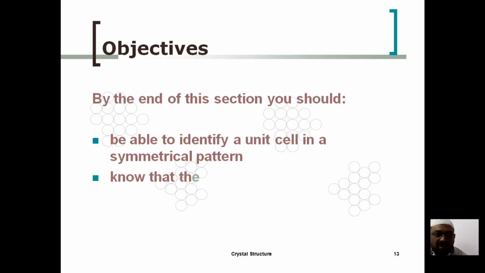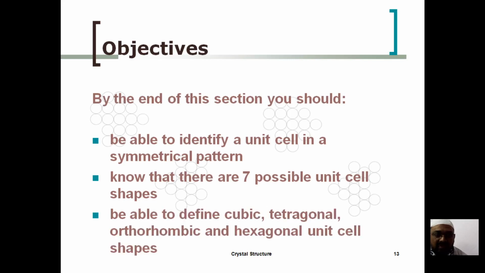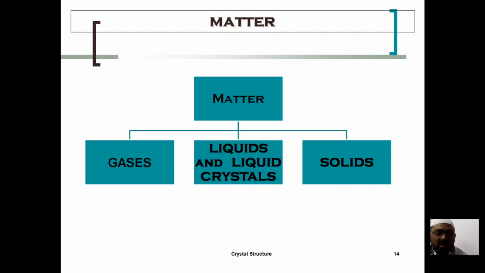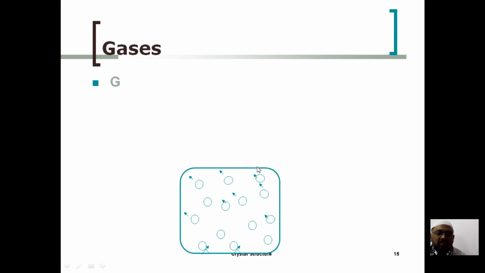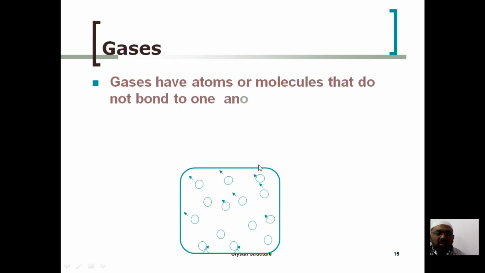Before going to this chapter 1, very briefly I will explain what is actually the matter. Matter is composed of three important states, that is gases, liquids and solids. Here we are giving our due importance to the solids. Gases and liquid crystals, we are not talking about that. We just have a definition of that.